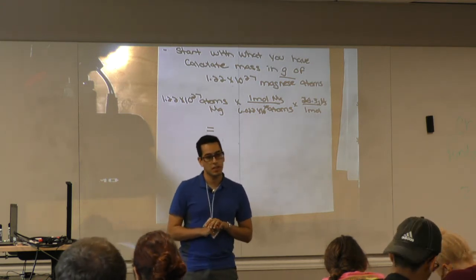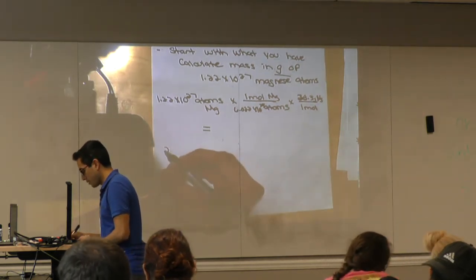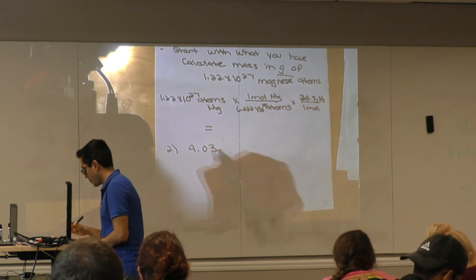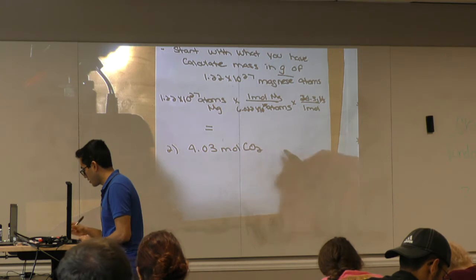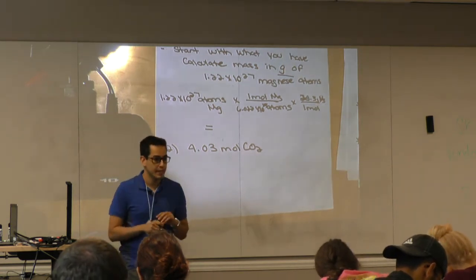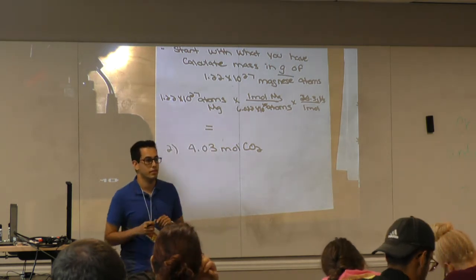Okay. So while you guys calculate that, I'm going to write the next problem, okay? So the next unit conversion is simply 4.03 moles of carbon dioxide, and we want that in grams. So did you guys get the answer for the grams of magnesium yet?